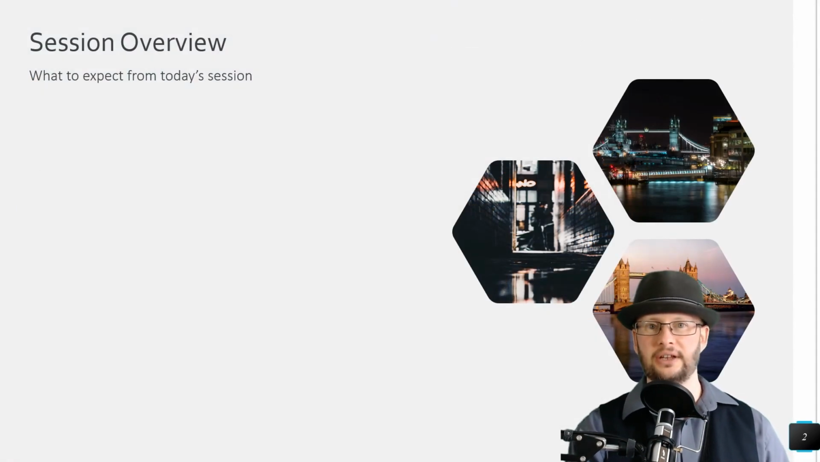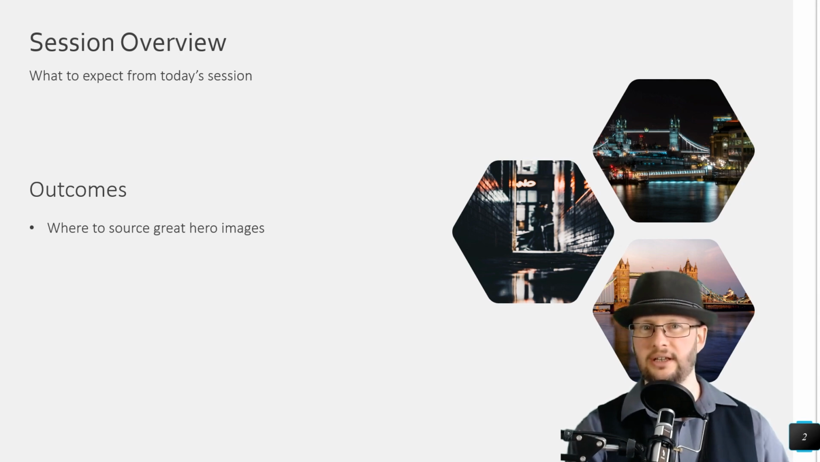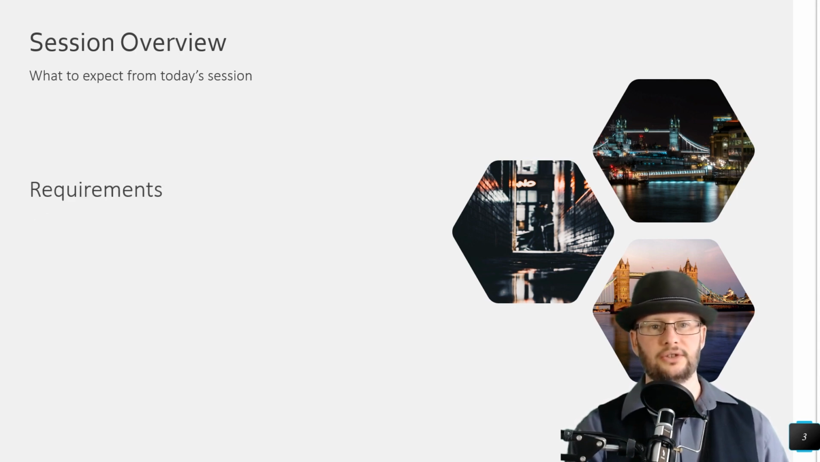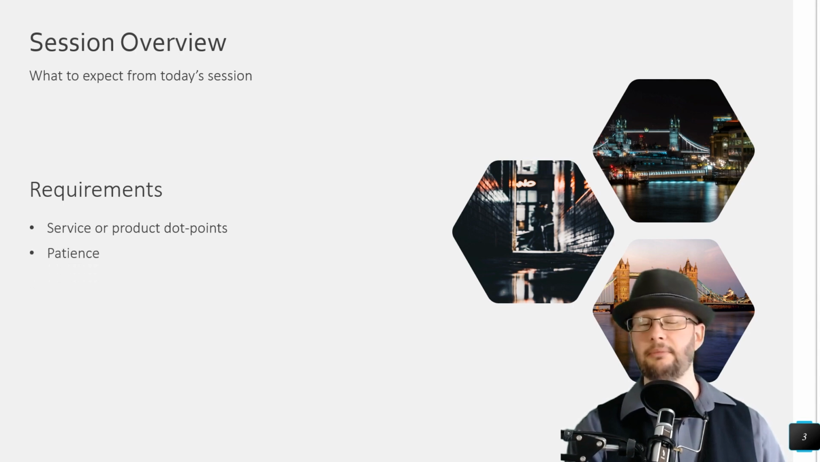Today's session's fairly straightforward. We're going to find out where to source great hero images. Might even sneak a little logo doodad in there. And we're going to set up the homepage of the website. To get started today, all you're going to need is a list of your core products or services. Just a few dot points, 3 to 5 dot points will do the trick, and a bit of patience.